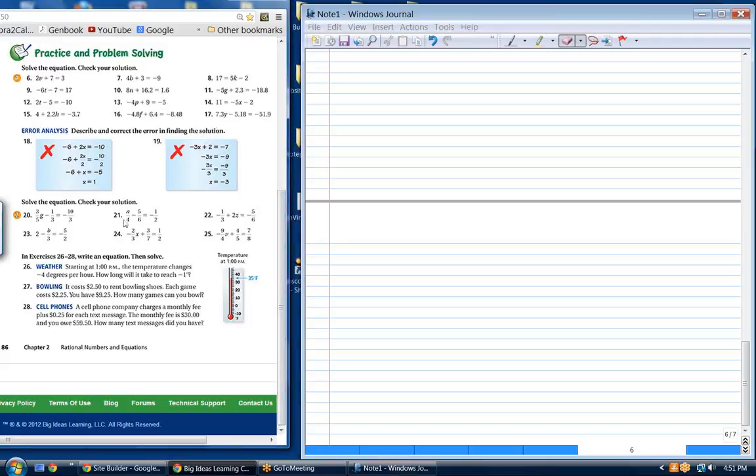Here, I'll pull it up and look for it. 21 is tougher. 21 is tougher. If you find others that you want to do, fine, but 21 is definitely tougher than what we've been doing. If nothing else, it requires you to find a common denominator.